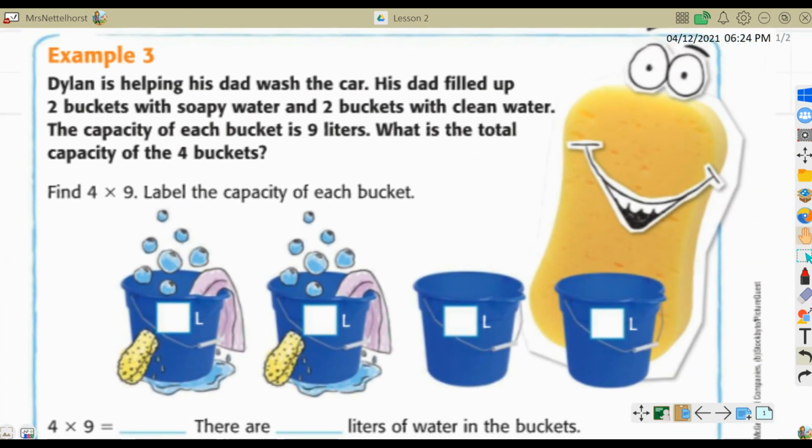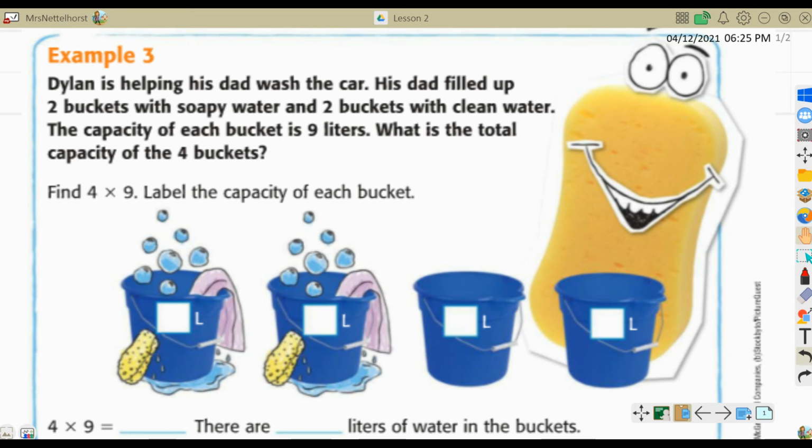Dylan is helping his dad wash the car. His dad filled up some buckets with soapy water and some buckets with clean water. The capacity of each bucket is some liters. Okay, so he's got buckets with soapy water, buckets with clean water, and I know each of the buckets has the same number of liters in it. So let's find out what the numbers are.